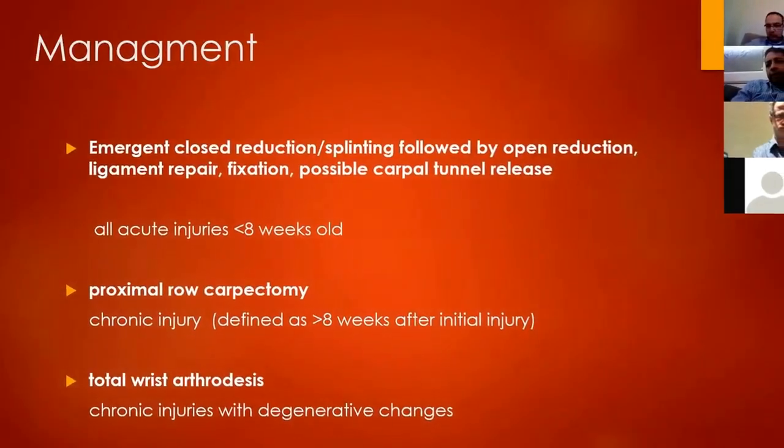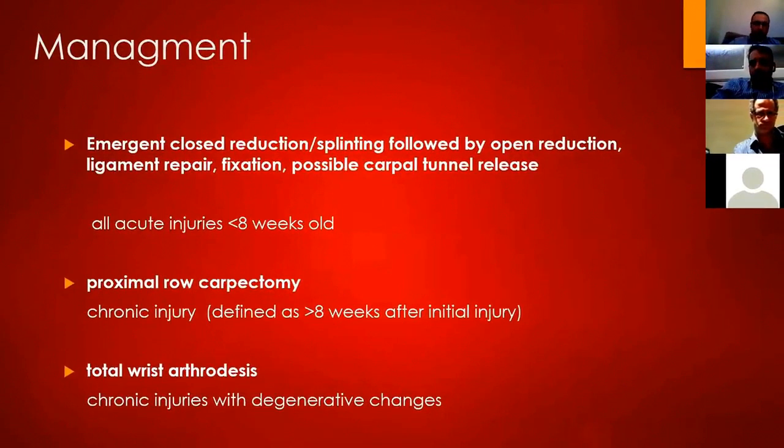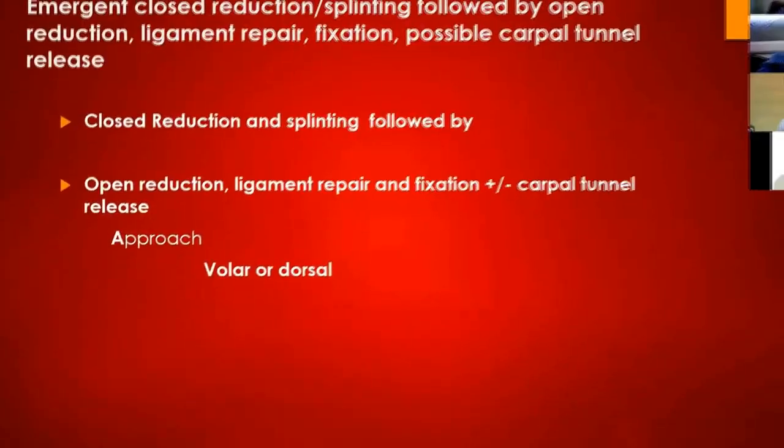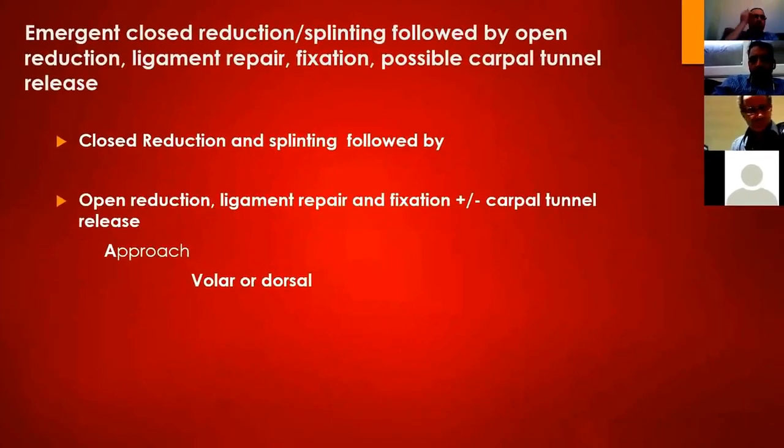Management is divided according to whether this is an acute injury, which is less than 8 weeks, a chronic injury, which is more than 8 weeks, or a chronic injury with degenerative changes. So management is divided into 3 different categories. In acute injuries, usually management is emergent closed reduction followed by splinting, and subsequently there will be open reduction with ligament repair, fixation if there are any fractures, and a carpal tunnel release, usually done by the hand surgeon.